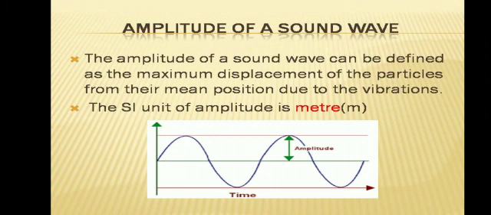Amplitude of a sound wave. It can be defined as the maximum displacement of the particles from their mean position due to vibrations. The SI unit of amplitude is meter. When a stationary body is struck slowly, it has less amplitude.